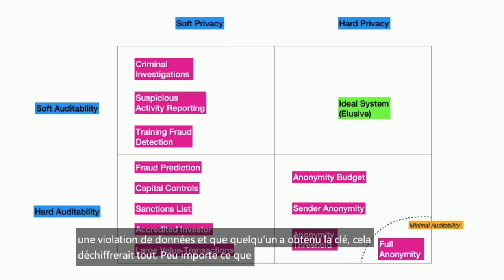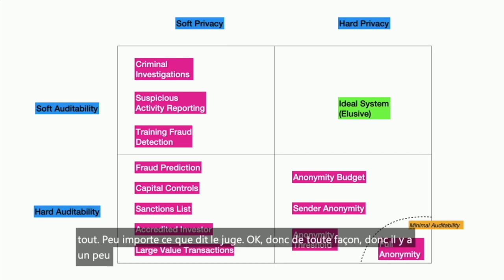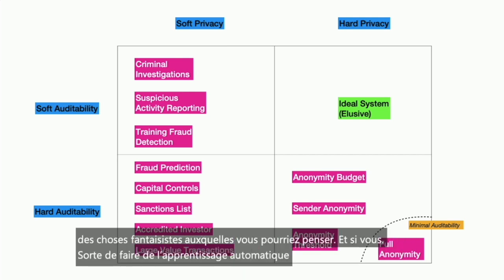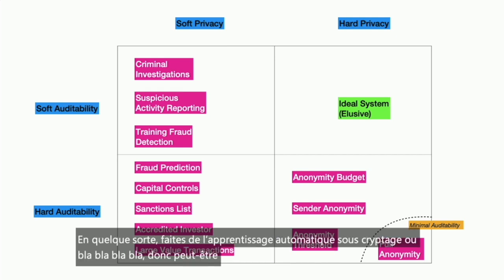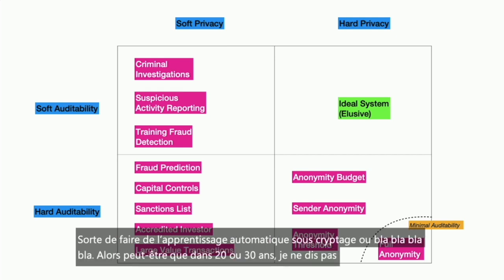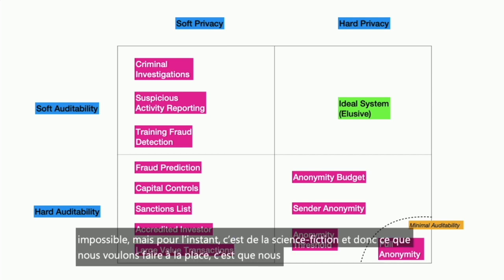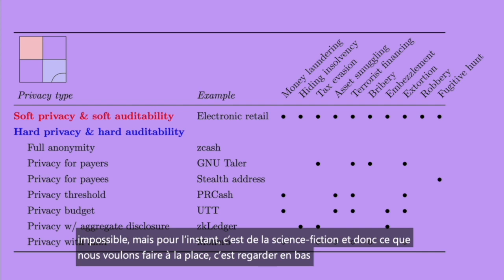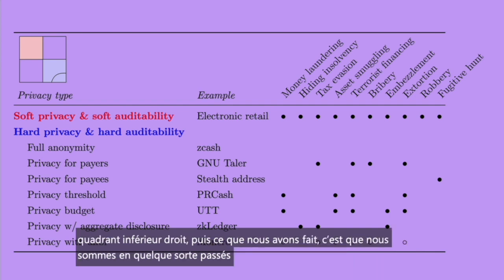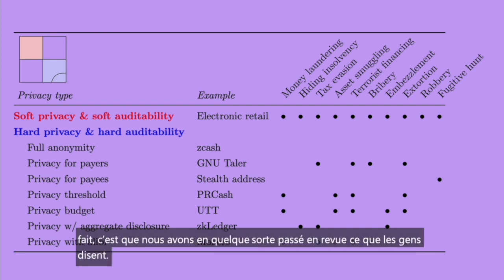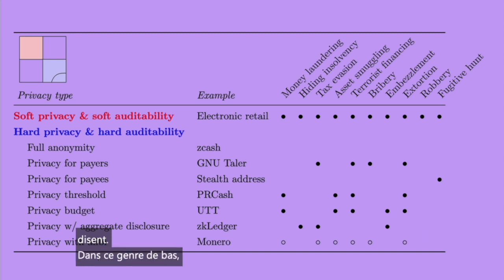Okay? So anyway, there are some fancy things you could think of, like what if you do machine learning under encryption. So maybe in 20, 30 years, I'm not saying it's absolutely impossible, but right now this is pretty science fiction. And so what we want to do instead is look at the lower right quadrant. Then what we did is we went through what people are saying in this lower right quadrant. And there's a bunch of primitives.